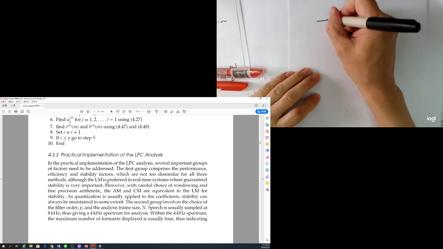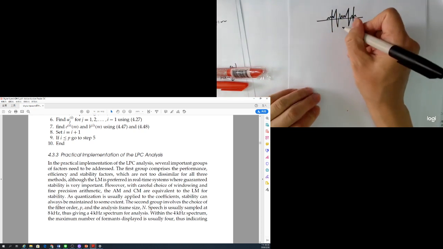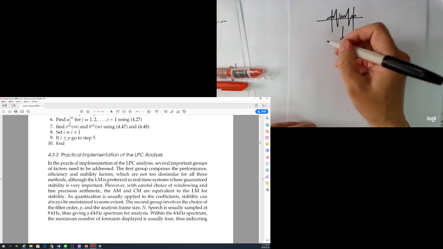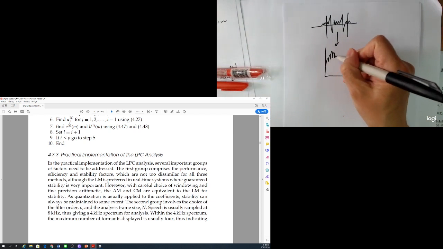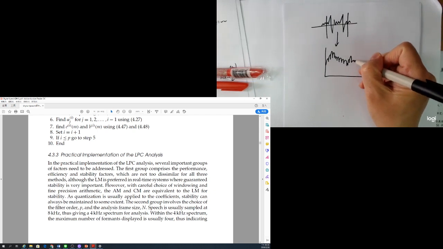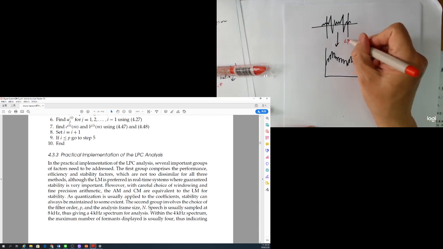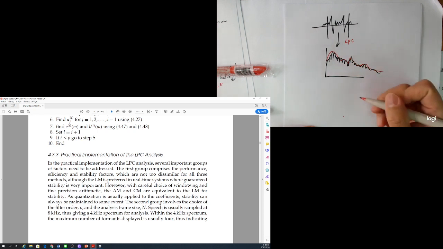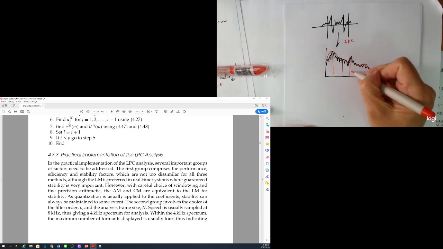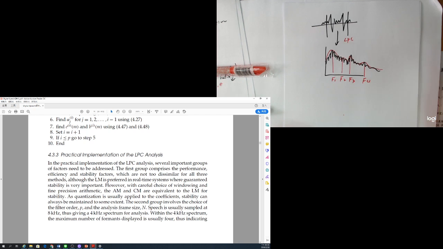Because you have a speech signal here, and then a speech frame, you have a frequency domain here. LPC tries to model your envelope shape. What we model is your formants here. So it models your envelope shape.